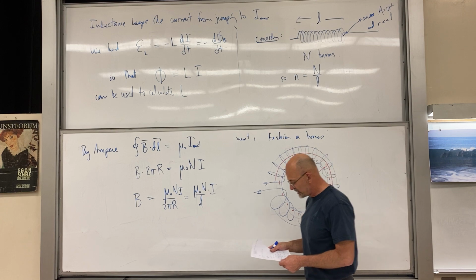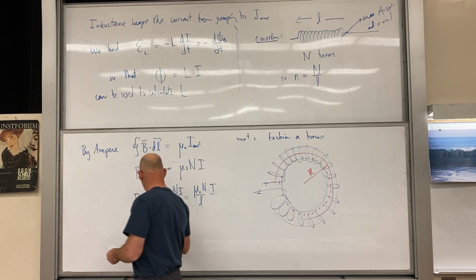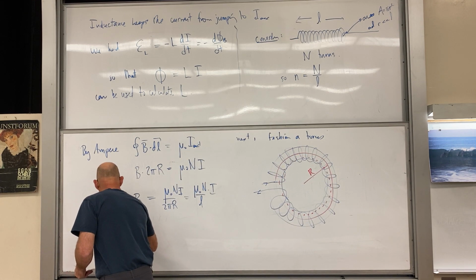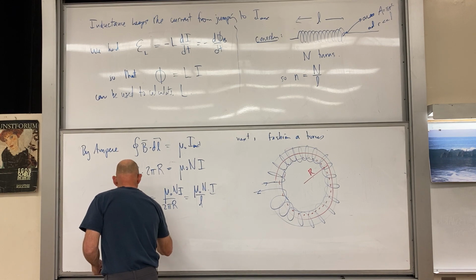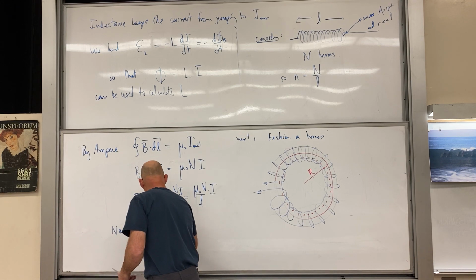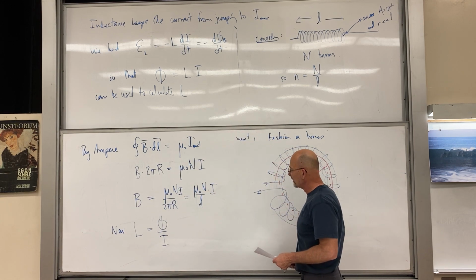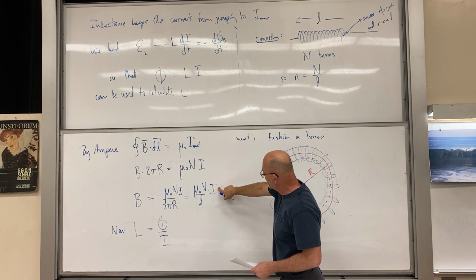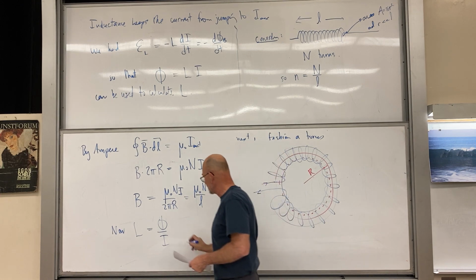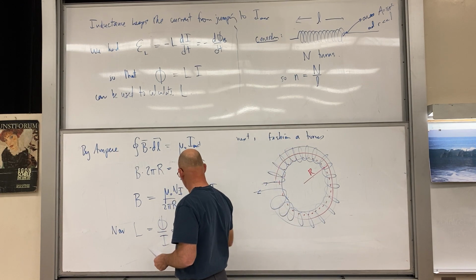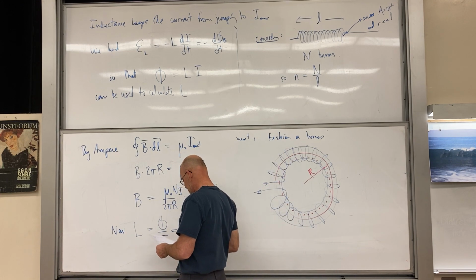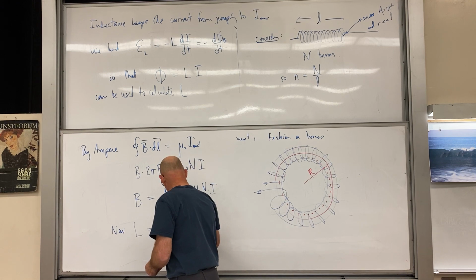So now we can go into the L. L is equal to phi divided by I, right, from up there. That's going to get rid of this I right there when I divide by it. I'm still going to write it down anyway.